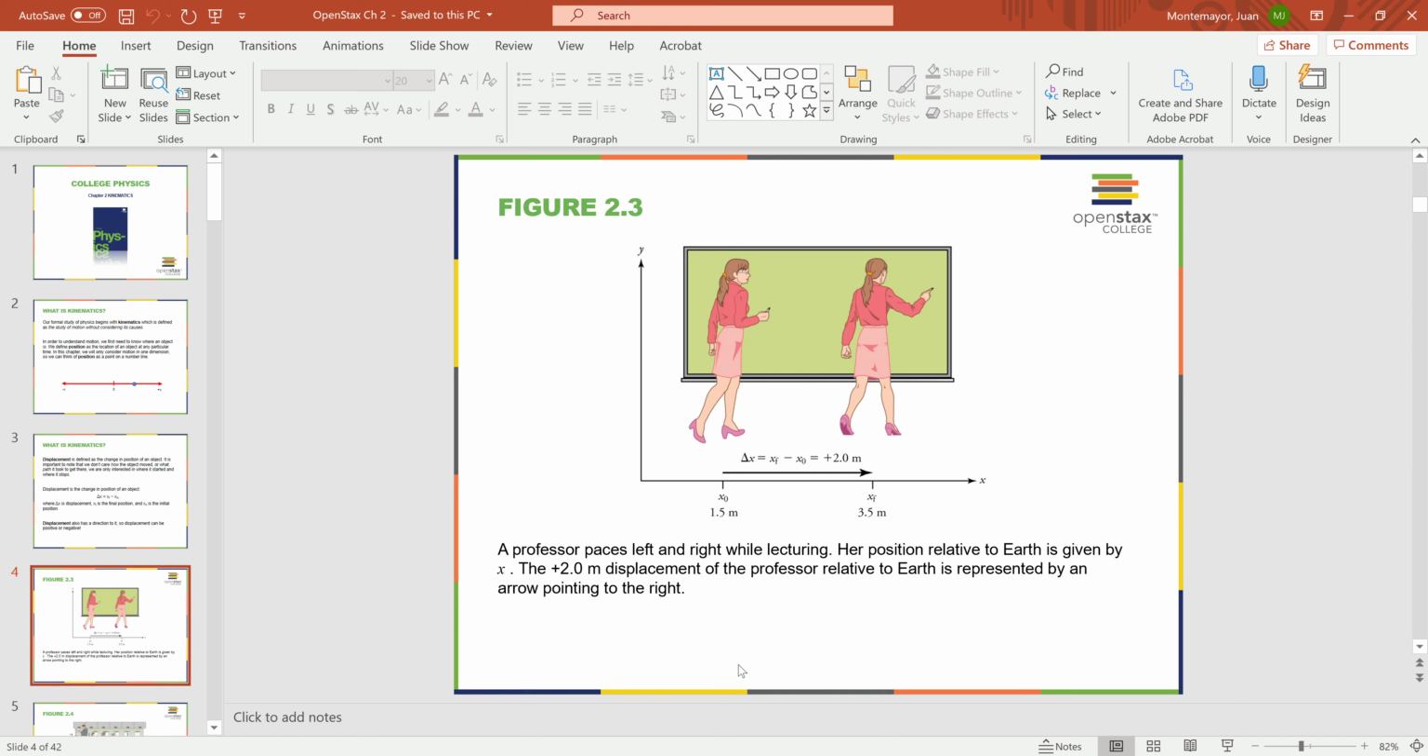So for figure 2.3, we have a teacher that goes from the left side of the board to the right side of the board. She starts at 1.5 meters, which is your x naught, and she goes to x final, which is 3.5. So we simply do 3.5 minus 1.5, and that gives us 2 meters in the positive direction. Pretty straightforward here.